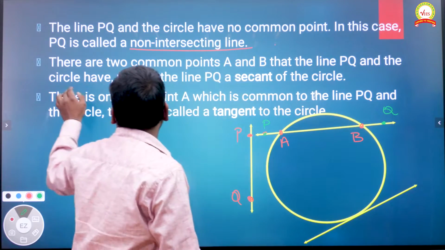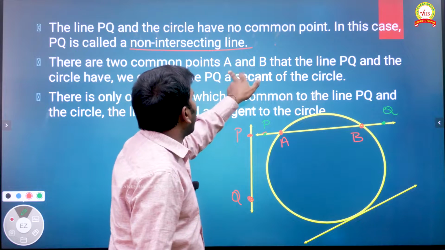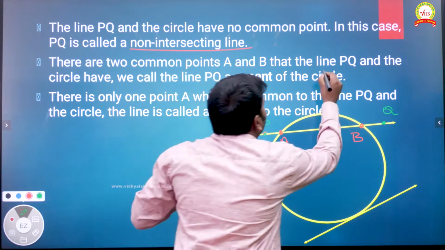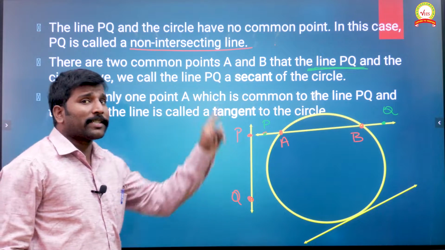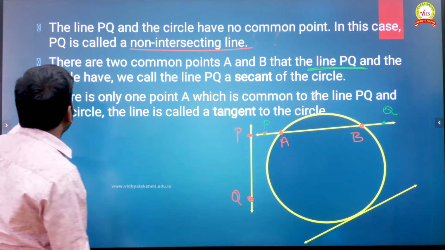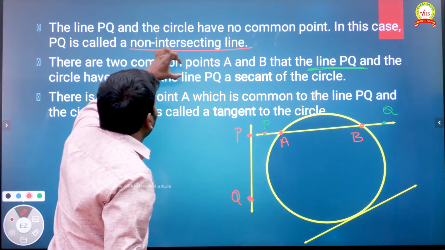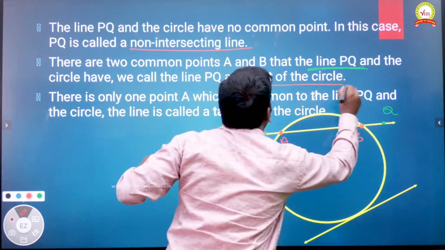That is what we are seeing here. See, there are two common points A and B on the line. The word is very, very important. This is a line, not a line segment. This is line PQ. And the circle has this line PQ, which we call a secant of the circle.